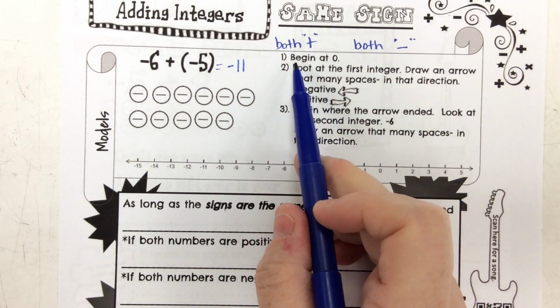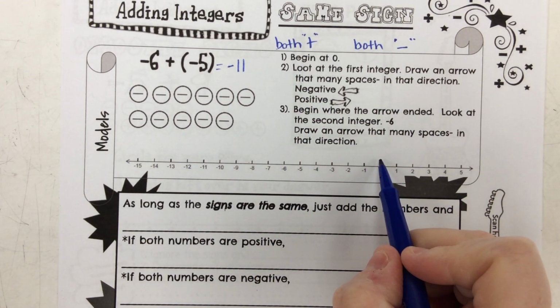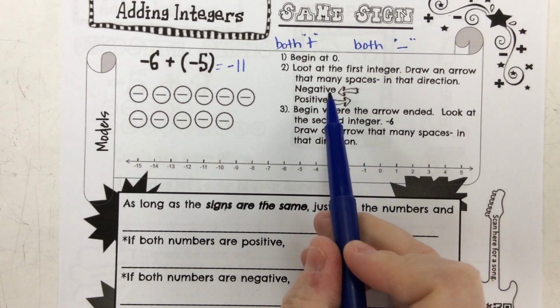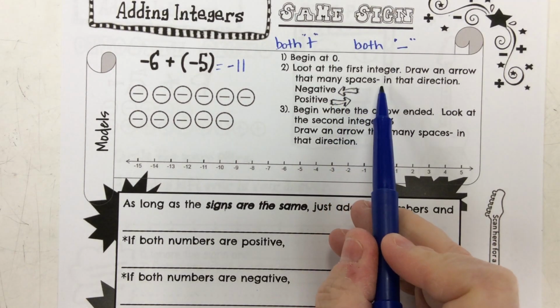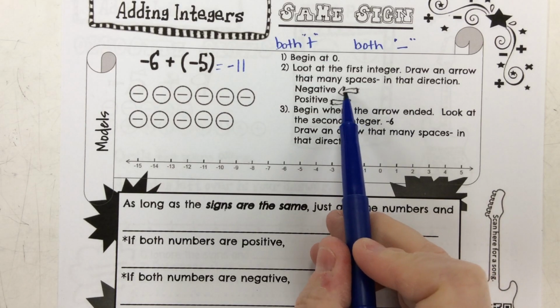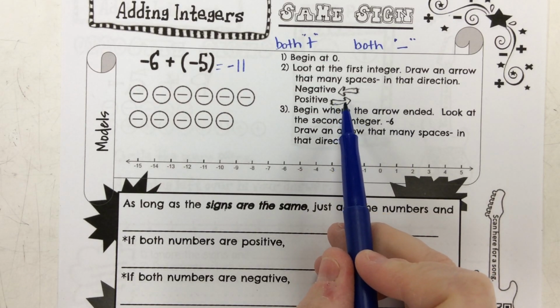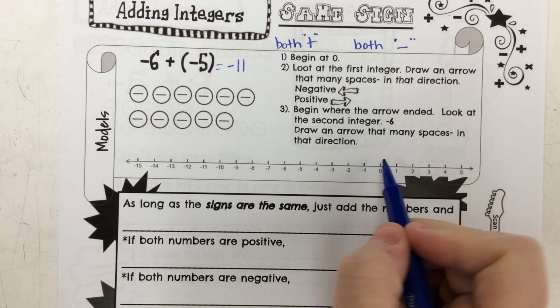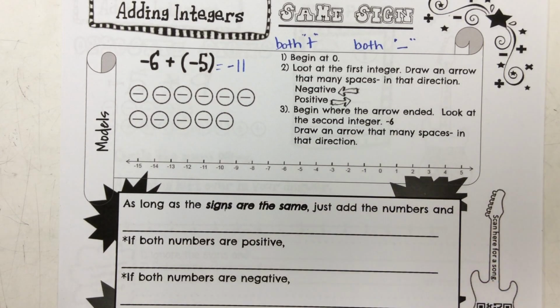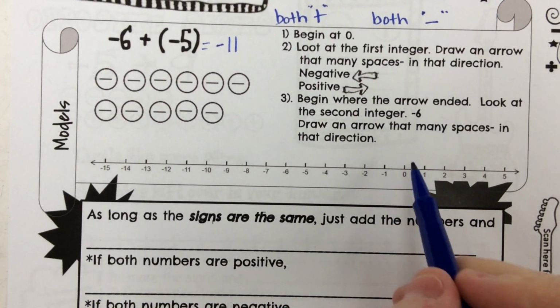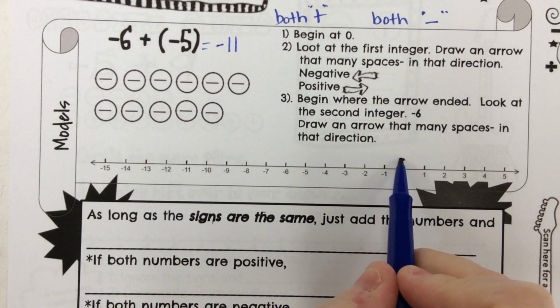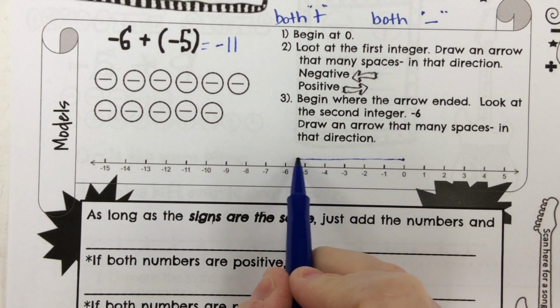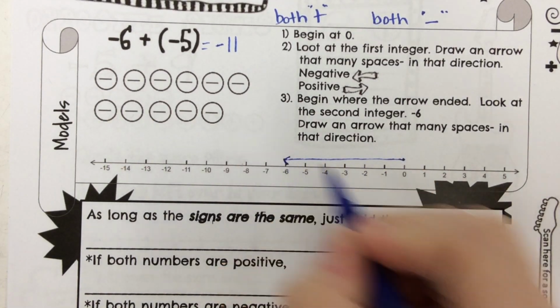It says begin at 0. So here's my 0. I'm going to look at the first integer, and I'm going to draw an arrow that many spaces in that direction. So if it's negative, I go left. If it's positive, I go right. So I'm going to go left 6 spaces. I'm going to start above the number line just a little bit, and I'm going to go 6 spaces to the left.